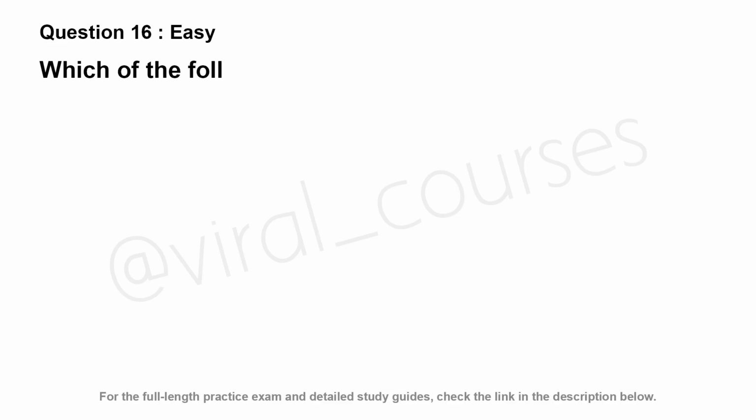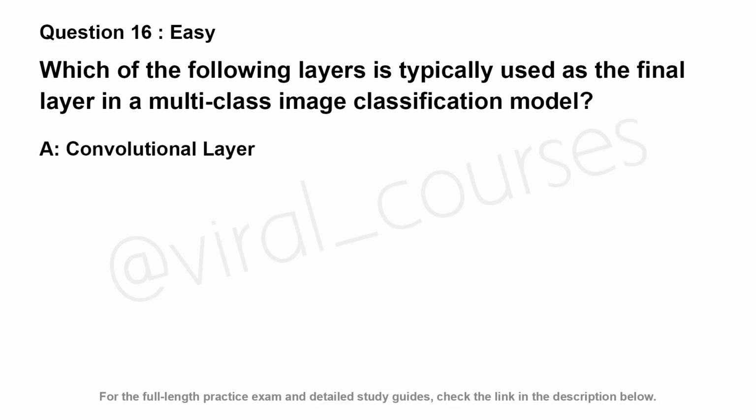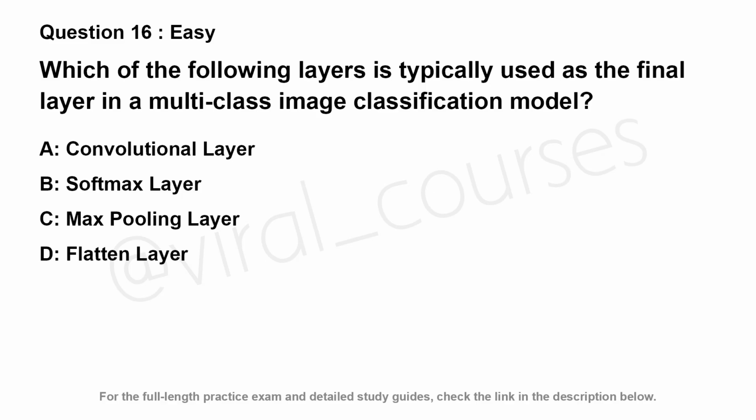Which of the following layers is typically used as the final layer in a multi-class image classification model? Option A. Convolutional layer. Option B. Softmax layer. Option C. Max pooling layer. Option D. Flatten layer.